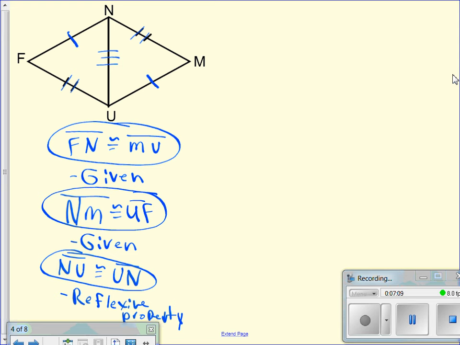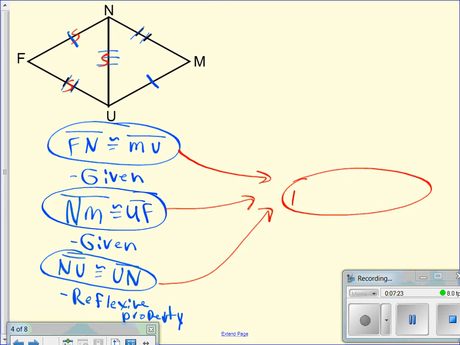Okay? Now, I've got 1, 2, 3 sides. All right, I've got enough information. So I'm going to state that triangle, and I have to be careful here with order. First one I can name anyway. So, how about FUN? So I went from F to U to N.